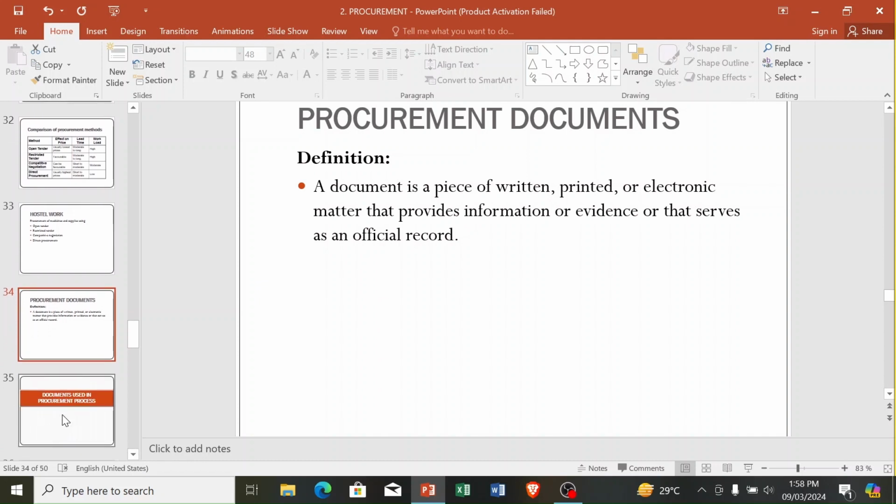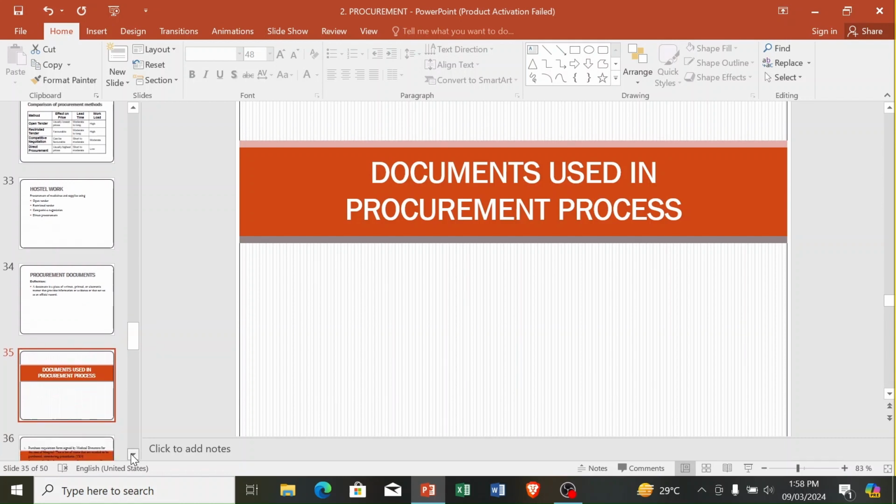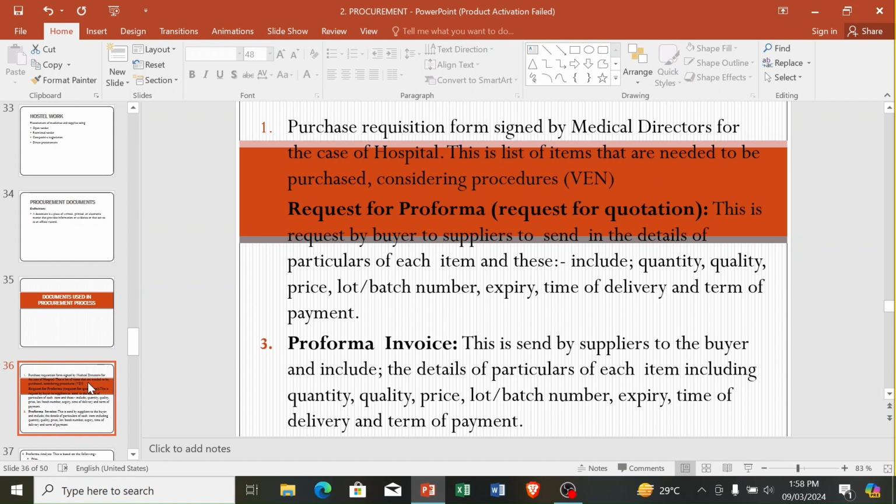So let us look at the different documents in the medicine procurement process, and we have quite a number of them. We have what you call the purchase requisition form. This purchase requisition form is signed by the medical director, in the case of the hospital. This is the list of items that are needed to be procured, considering the procedures, that is the vital, essential, and necessary.